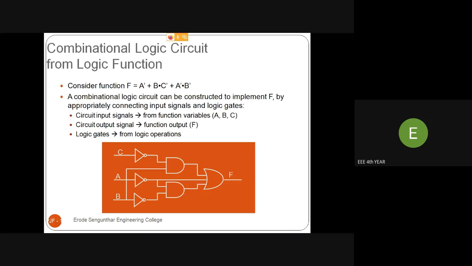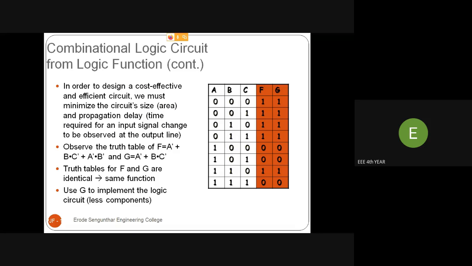Here we need one 3 input OR gate, two 2 input AND gates, and three NOT gates, and the wires are also more. The connections are complicated. This is the combinational logic circuit. We can minimize this combinational logic circuit with different techniques.